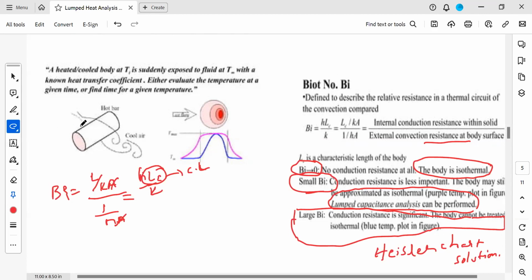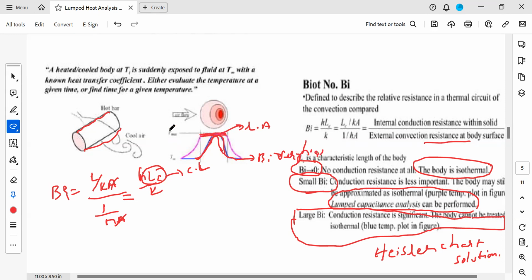For example, a cylinder is kept in hot air. Heating will happen, and after a certain time the temperature throughout the body will be uniform. This is called lumped heat analysis. When temperature varies with distance, the Biot number is very high. When the Biot number is small, temperature will be uniform throughout the length.